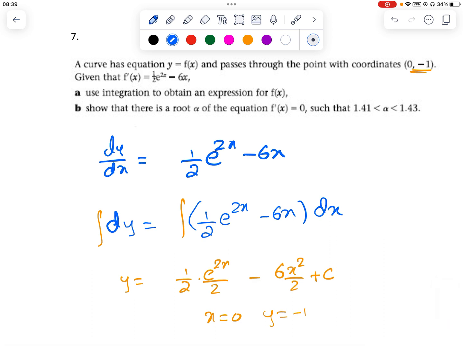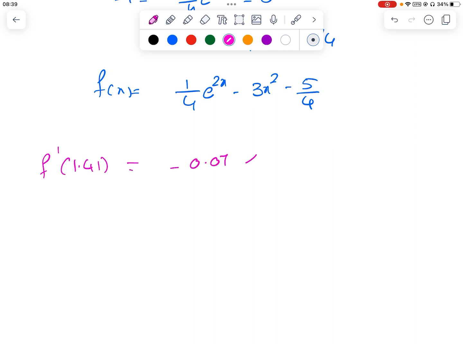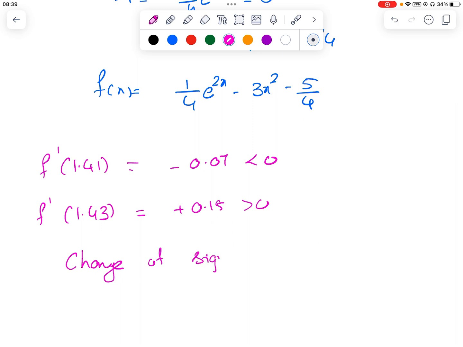Now show that there is a root for the equation f prime x equals 0, where alpha lies between 1.41 and 1.43. So what am I going to do? I am going to find f prime of 1.41. Just plug in 1.41 in f prime, you will get negative 0.07, which is less than 0. Plug in 1.43 in the f prime, you get positive 0.15. So there is a change of sign. So root lies between 1.41 and 1.43.